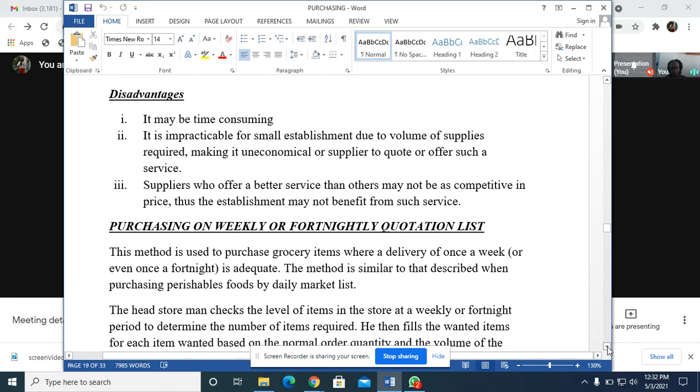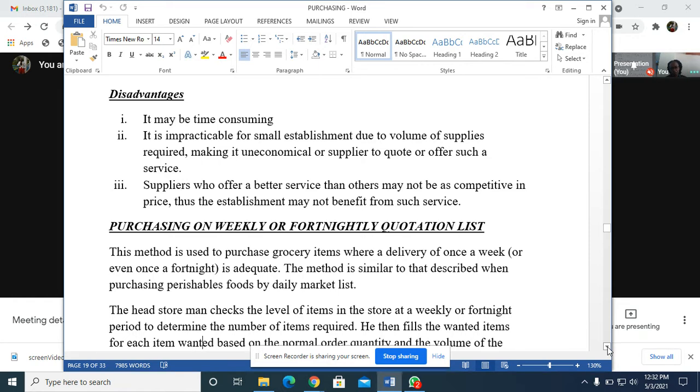Then disadvantages. It may be time consuming, because you have to ensure that first of all you take stock, then after that you have to ensure that you have communicated to the approved suppliers, then they quote the prices. After they quote the prices, you need also to make your orders appropriately. So it can be time consuming.